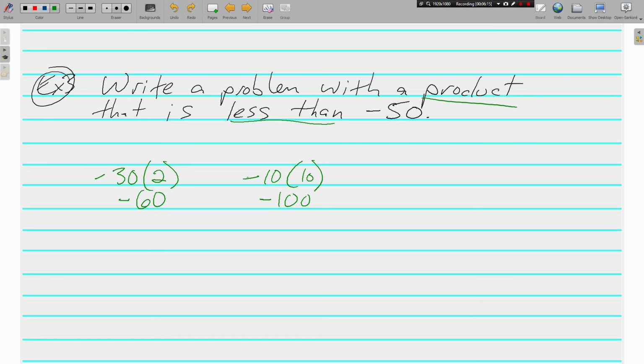How about -50 times -60? Well, 50 times 60 is 3,000. Oh, but negative times negative is positive. So, is 3,000 less than -50? No, it sure isn't. So this would not work. Alright. No good on that one.